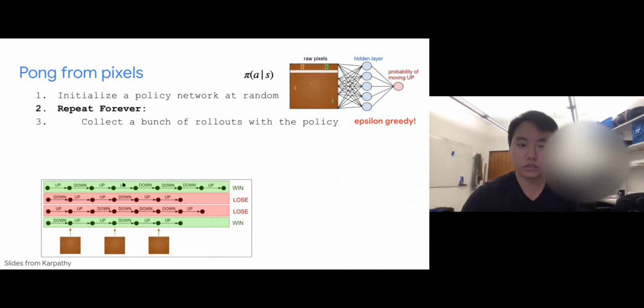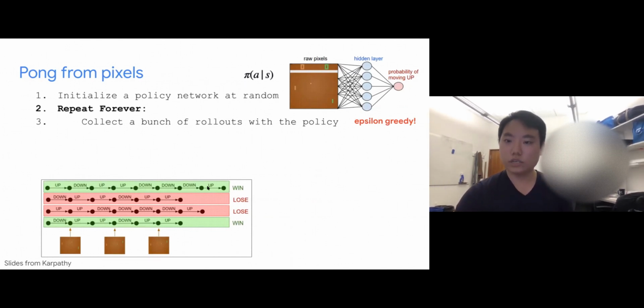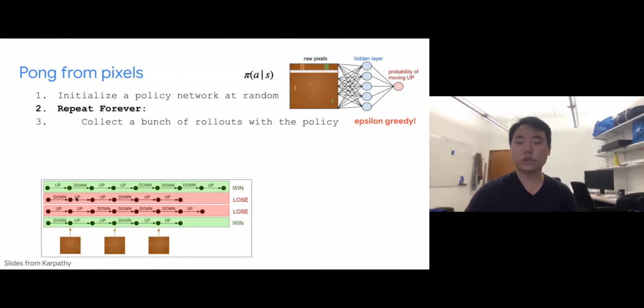And we know that for some of these rollouts, you're going to get a good sequence of actions with high rewards. And for some of these rollouts, you're going to get a bad sequence of actions that give you negative rewards.